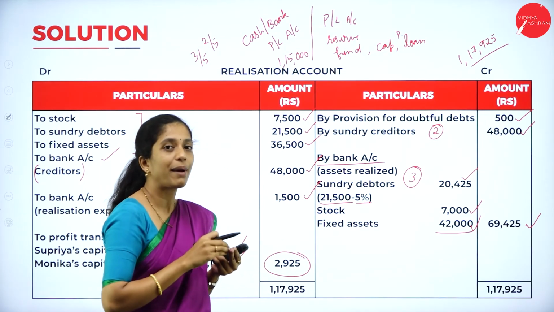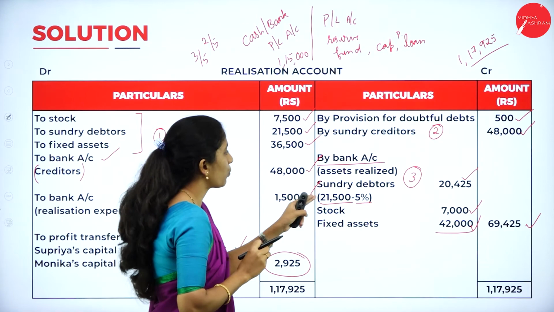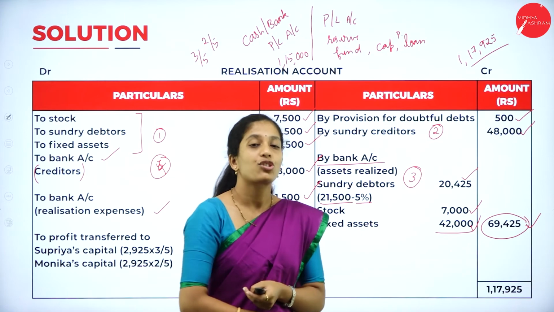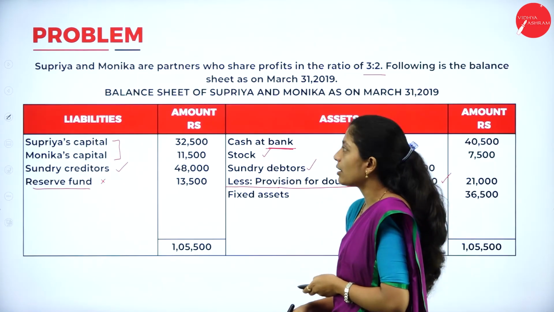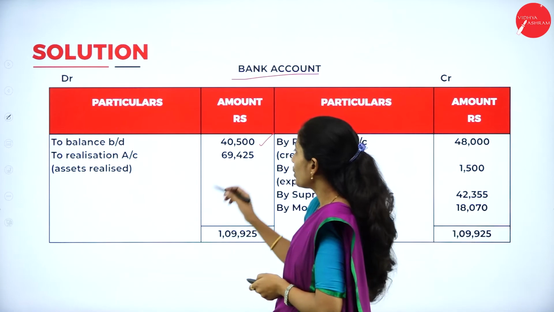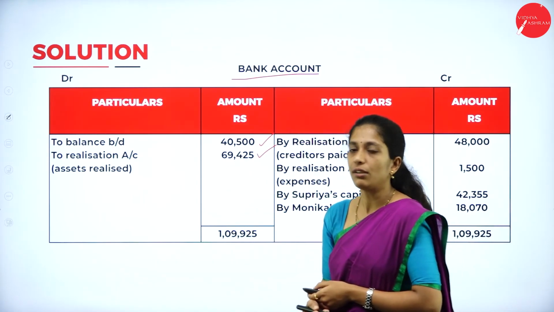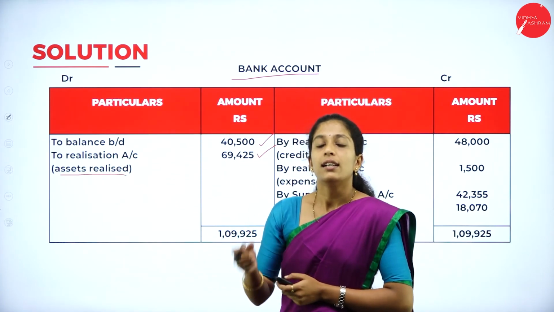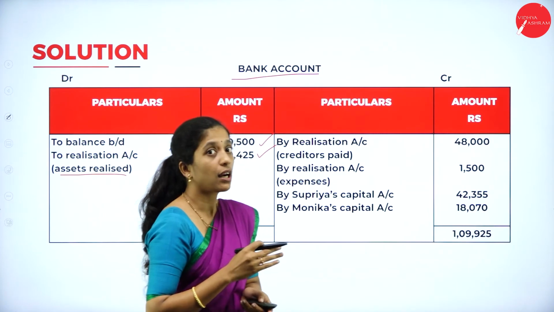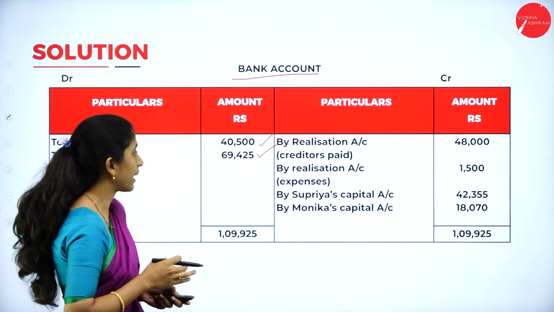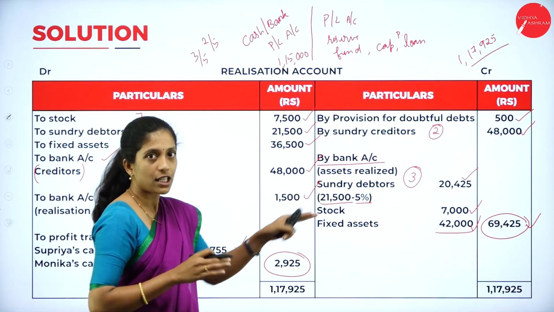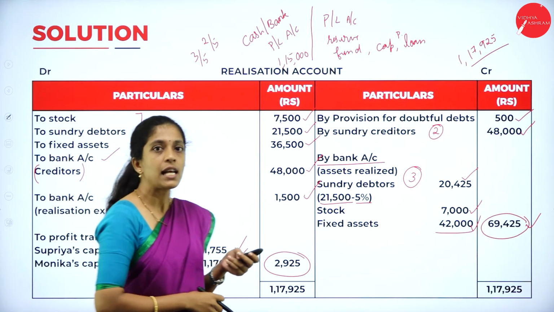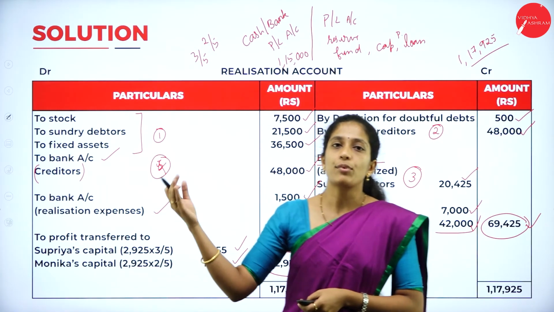So how do you record in your bank account? To realization account, what is the amount? That is 69,425. That is to realization account 69,425. To realization account 69,425 for what? This is for assets realized. Clear? Next, again go through your realization account whether you have transferred any amount to bank account. So here we have already recorded, that is for assets realized, as we have taken it as to realization account, we have recorded 69,425. Now come to the debit side.